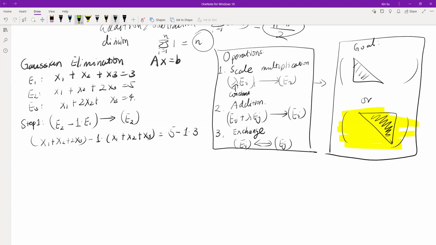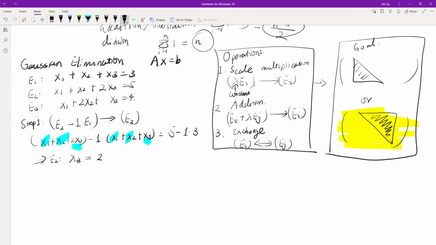So at the end, let's see, what do we have? We have x1 can be canceled here with this one. x2 can be canceled. And for the x3, this is 2x3, this is 1x3. So on the left-hand side, I got x3, and then the equation equals 2 on the right-hand side. And this is our new equation 2.